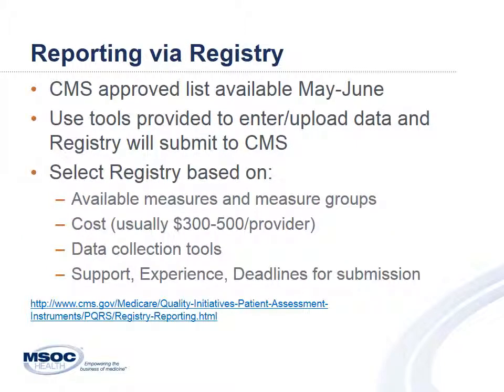A second mechanism that can be used to report individual measures is via an approved registry software program. You can access a list of 2014 approved registries on the CMS website by June of 2014. Fees are usually $300 to $500 per provider. Registry data is normally collected during January 2015 and reflects all Medicare Part B patients seen during calendar year 2014.